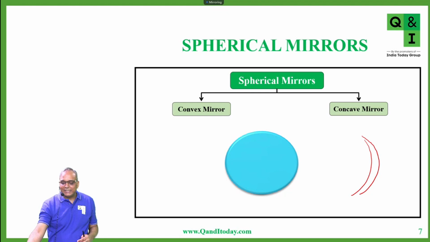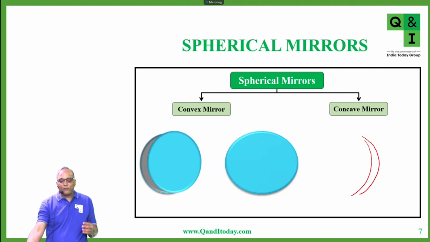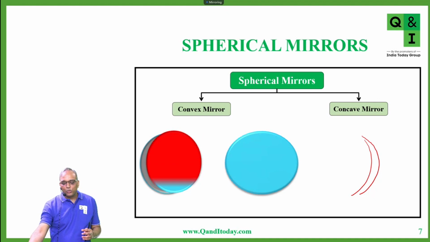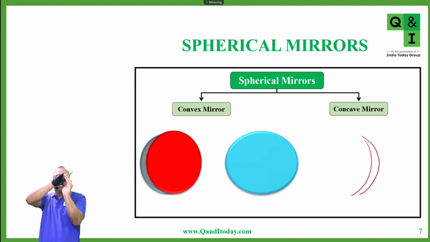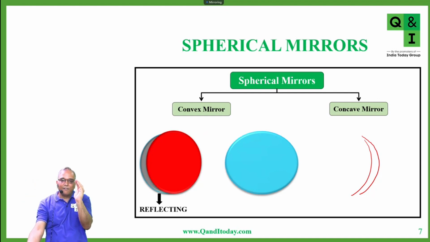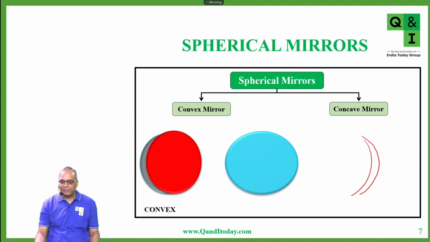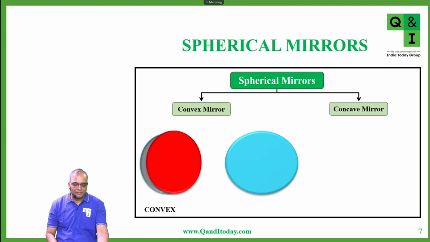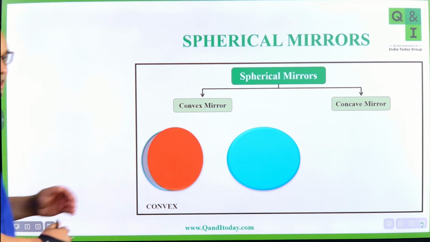Now, if you see the convex mirror, in the case of a convex mirror, you are going to silver the inner part. So I am silvering the inner part. The outer part becomes my reflecting surface. And here, since the reflecting surface is the outer part, it is called a convex mirror. So is it clear to everyone, students? Did you understand what a concave mirror and a convex mirror are? I'll explain it to you further.